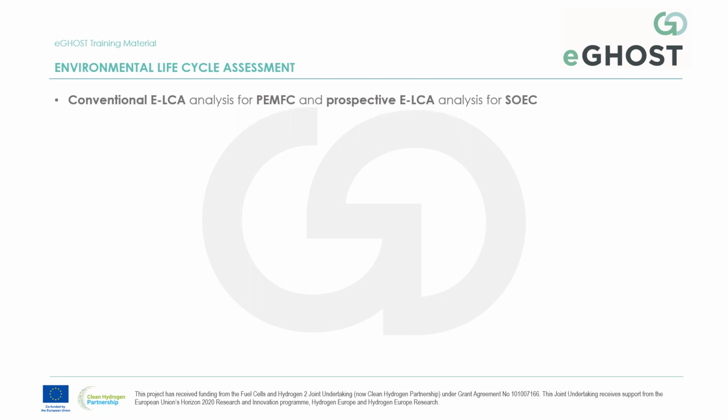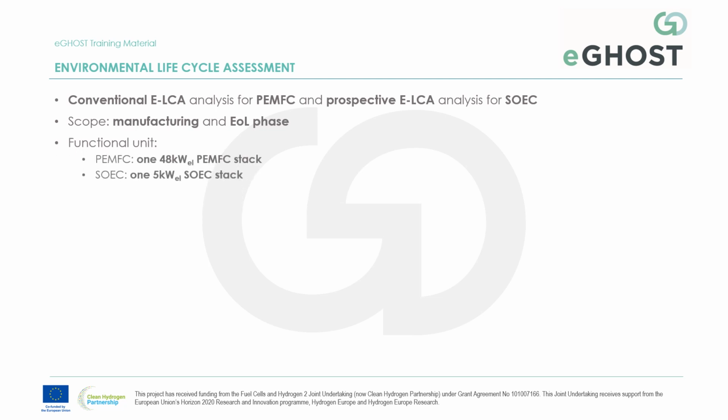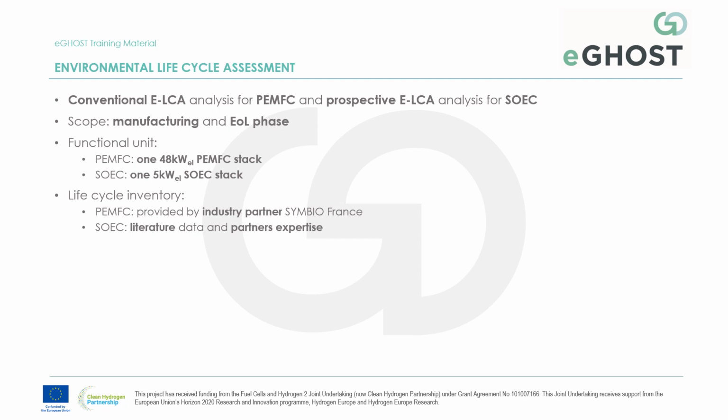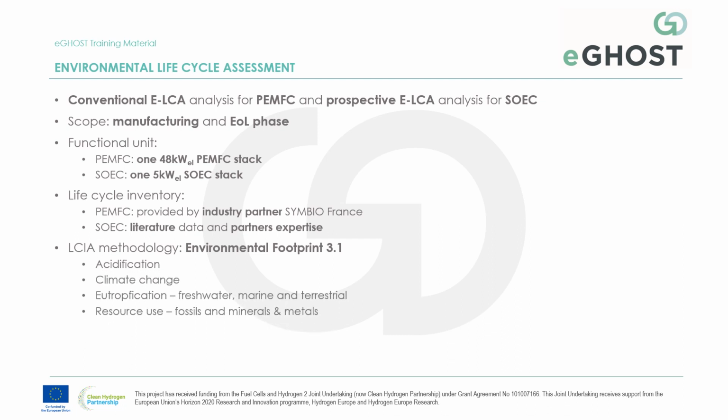Maybe just to revise the scope and the functional unit of the analysis. So the scope for the environmental part is the manufacturing and end-of-life phase. The functional unit for the PEM is a 148 kilowatt-hour PEM fuel cell stack, and for the solid oxide a 5 kilowatt electric power solid oxide stack. The inventory was provided by the industry partner in the PEM fuel cell case and from the literature for the solid oxide, and the methodology used was the Environmental Footprint 3.1, and these 7 indicators were addressed.